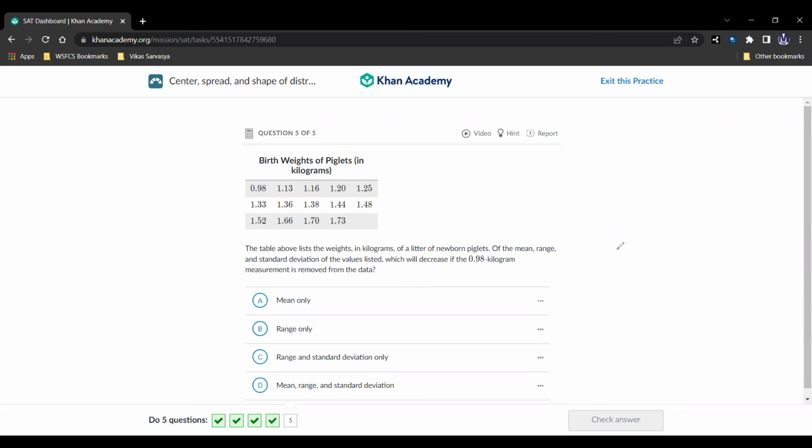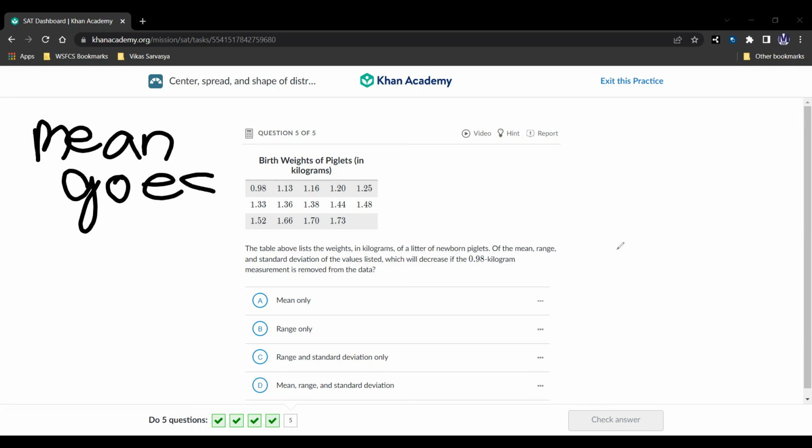0.98 is an outlier, right? It's far less than everything else, which means that if we take that away, the mean has no longer an outlier on the bottom, so the mean is going to go up. So mean goes up. Now the range, well, we cut the range down because we took away one of the ending values. The range goes down.